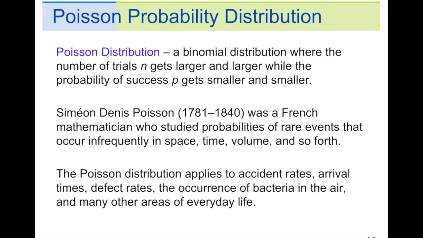I'm going to pronounce this very wrong, but Simeon Denis Poisson? Yeah, I pronounced that wrong. He was a French mathematician who studied probabilities of rare events that occur infrequently in space, time, volume, and so forth. The Poisson distribution applies to accident rates, arrival times, defect rates, the occurrence of bacteria in the air, and many other areas of everyday life.